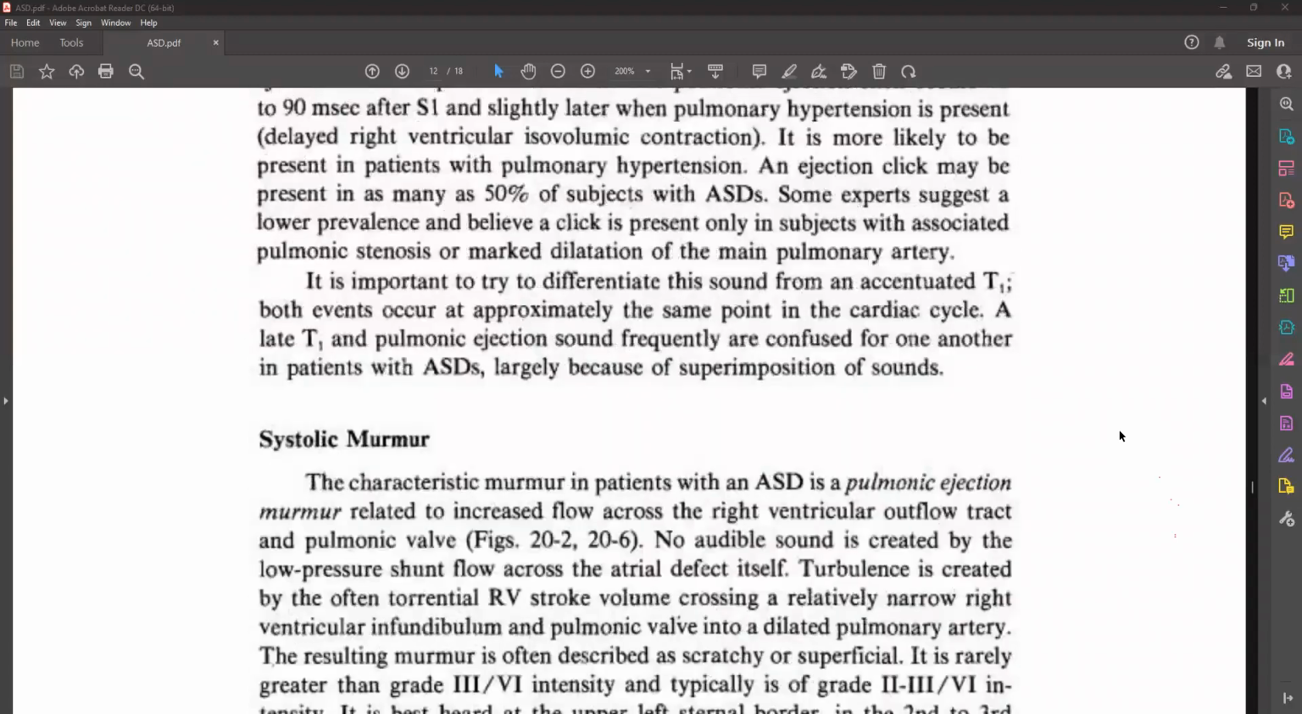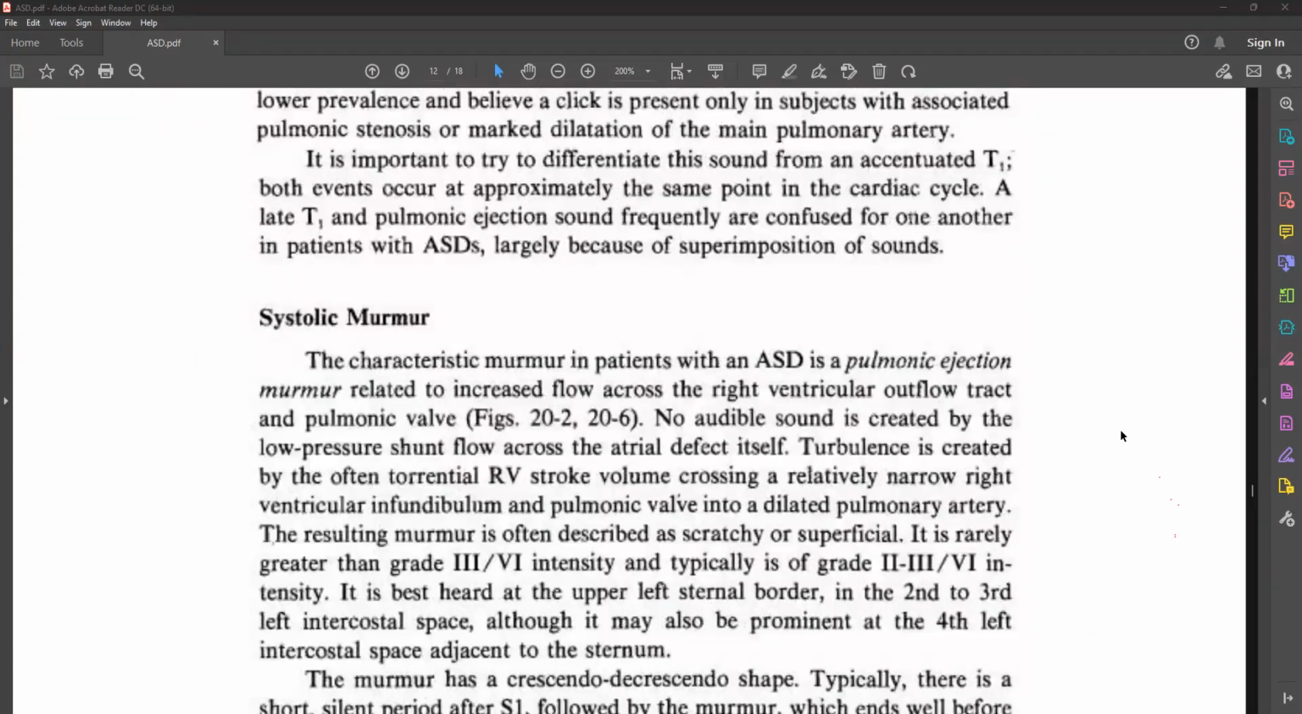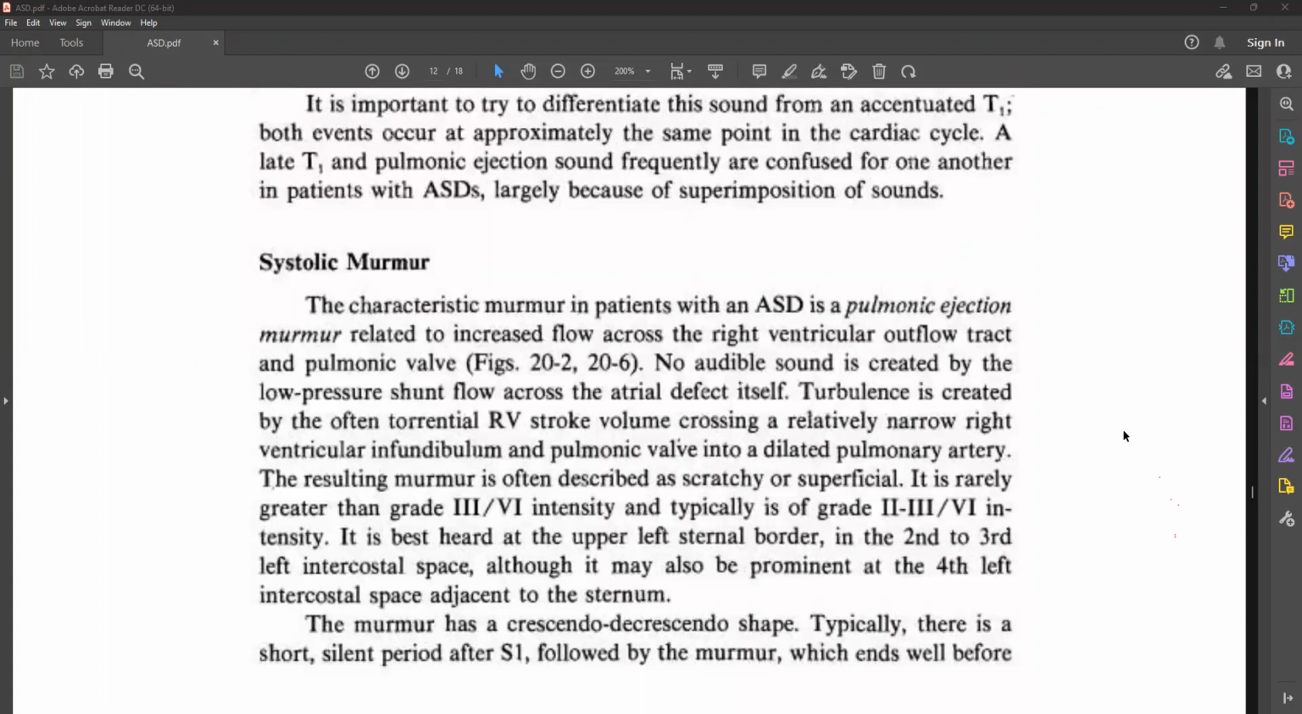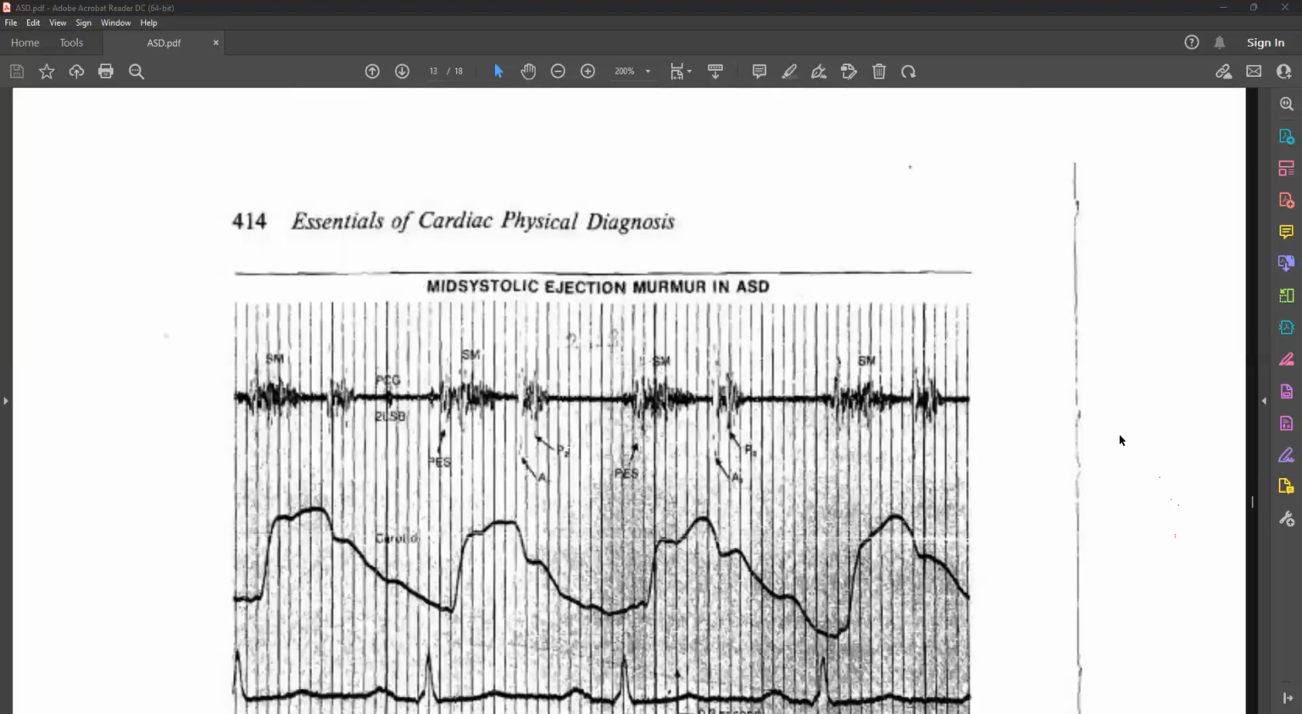Now coming to the murmur, right? So one thing you need to understand is that the murmur is actually produced by turbulence, because in ASD there are two things. Initially it's a volume overload. After the pulmonary hypertension sets in, it becomes a pressure overload. So that is something you need to always remember. It may be heard in the left second to third space. Sometimes it may also be heard in the fourth space, and it is crescendo, decrescendo. All these things you will be knowing, right?